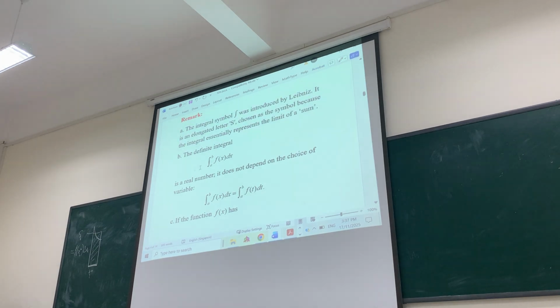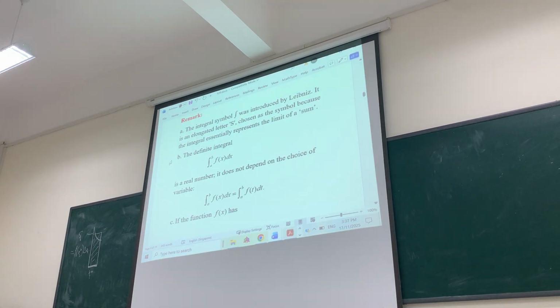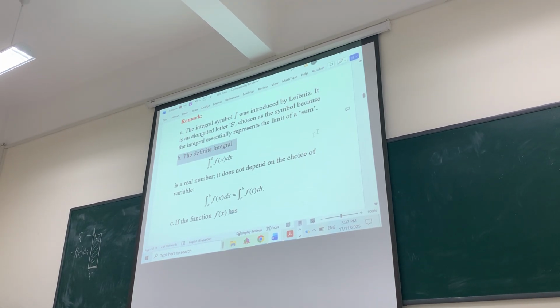To continue, we must relate to the value of the definite integral.